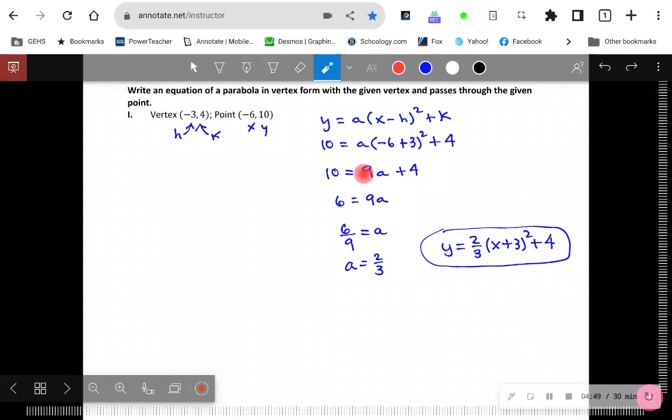Squared is 9. And I'll subtract 4 off both sides, and then divide by 9 and simplify. So now you know the a is 2/3. You already knew the h and the k. You just plug all three in to the formula to come up with the equation of that parabola.